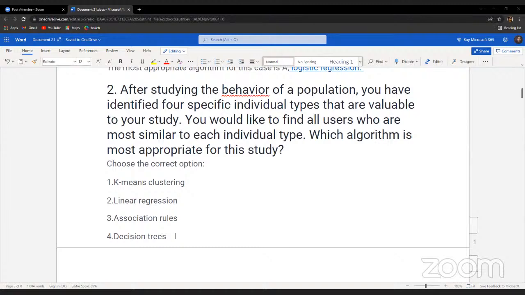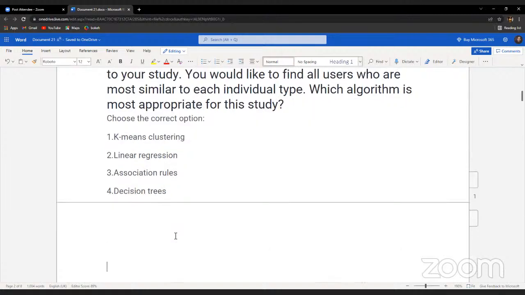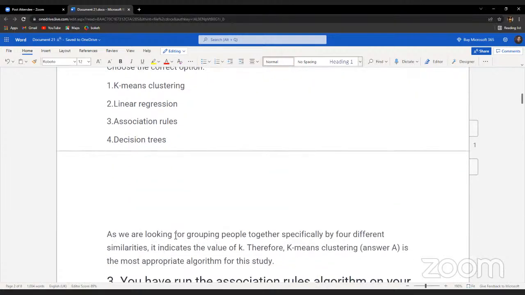Now, for this kind of behavior analytics, the answer is: as we are looking for grouping people together by four different similarities, and the question mentions four different similarities, it indicates the value of k. Therefore, k-means clustering, answer A, is the most appropriate algorithm for this kind of study.